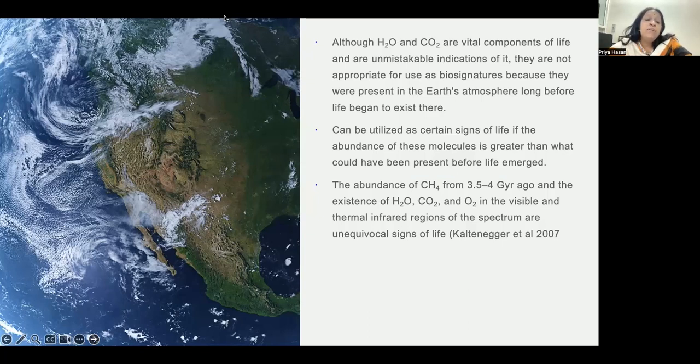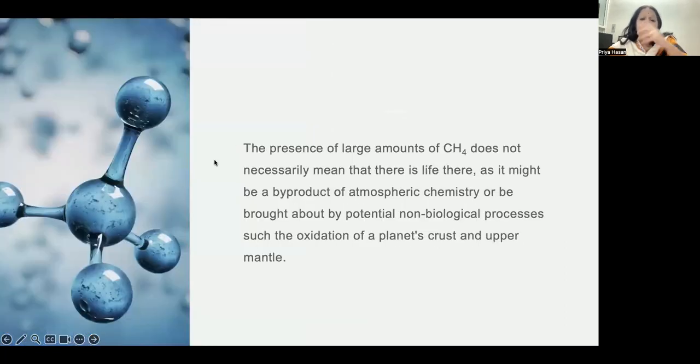Now, the other thing is we look at methane, right? So if you look at methane, the abundance of methane from 3.5 to 4 gigayears ago, and the existence of water, carbon dioxide, and oxygen in the visible and thermal infrared regions of the spectrum, these are univocal signs of life, right? This is from Kaltenegger. And typically, like for example, we do it in Mars, the presence of large amount of methane.